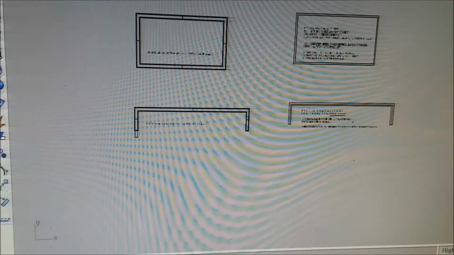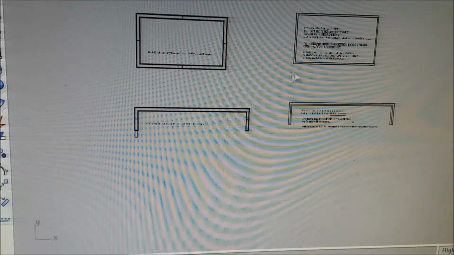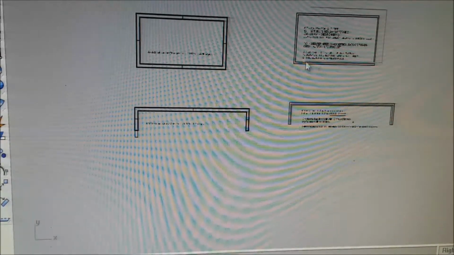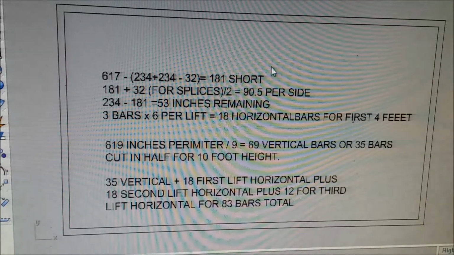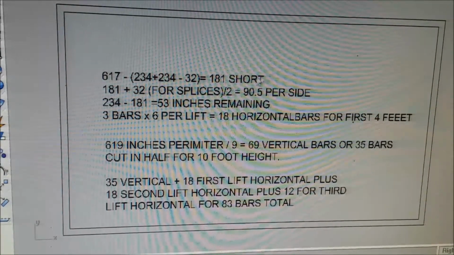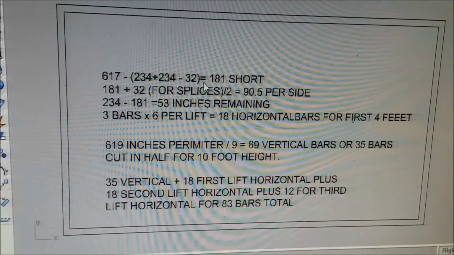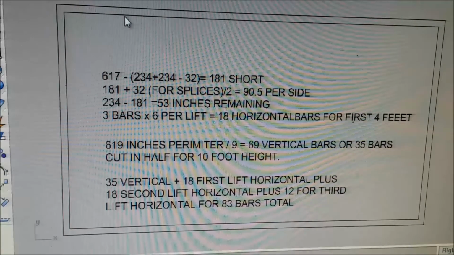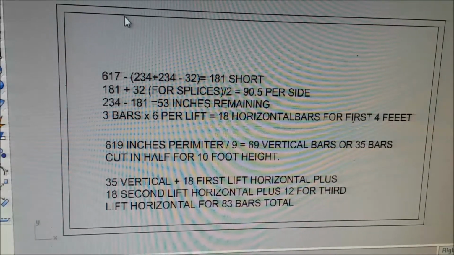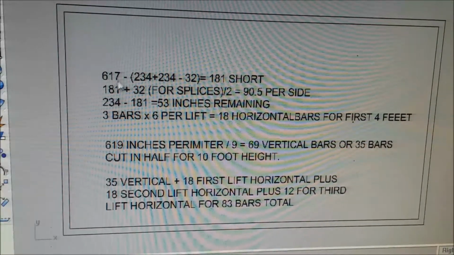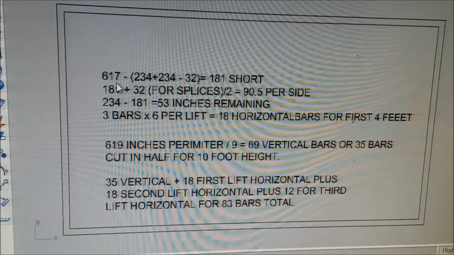Okay, the next thing we're going to do is, let's do the complicated one first. Yeah, we can do that. Okay. This one, offset the outside shape to get the length of all the walls. It was 617 inches.